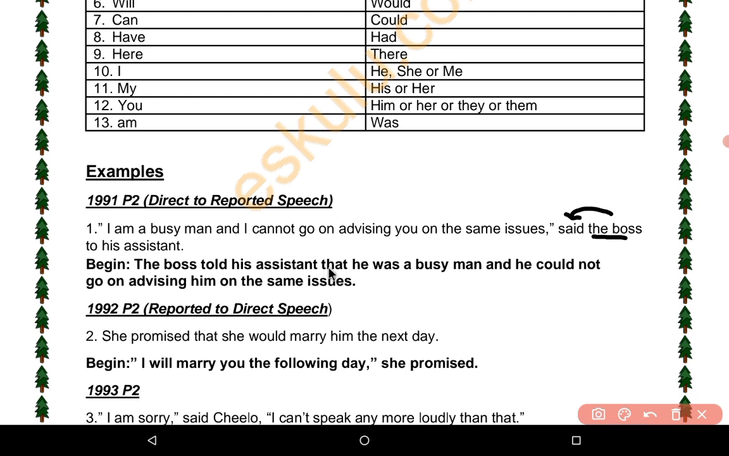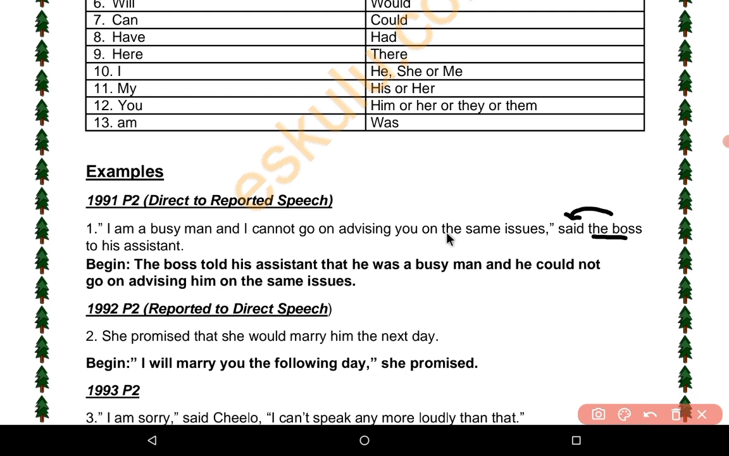So that, I changes to he, am changes to was, a busy man. I would take the personal pronoun depending on whether it's a male or female speaking. I'm a busy man. He was a busy man, and he now cannot is going to change to what? Could. So can not becomes could not. And he could not go on. So now this is where the tricky part is.